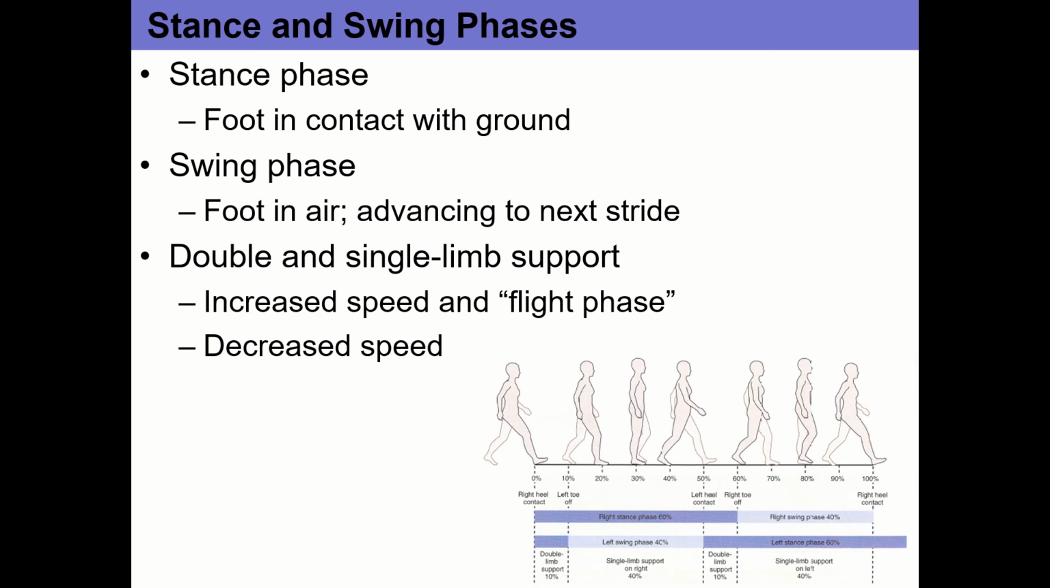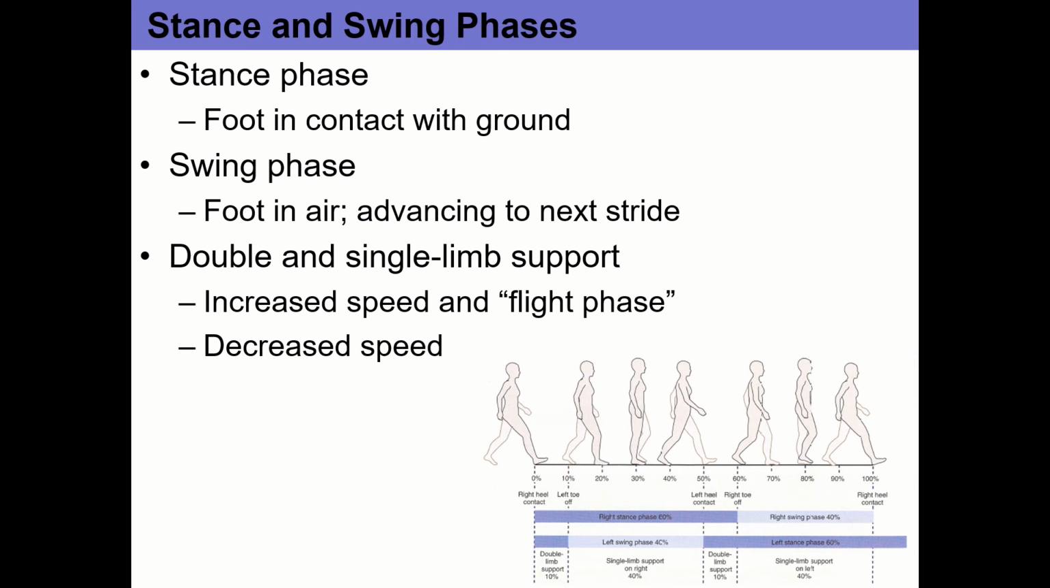To decrease speed, we can either decrease the number of steps we take per minute, so decrease the frequency, or we can decrease our stride length. One of the things that you see in the elderly is that they tend to take shorter strides. They take fewer strides per minute. But one of the big differentiators between the elderly and people younger is stride length.